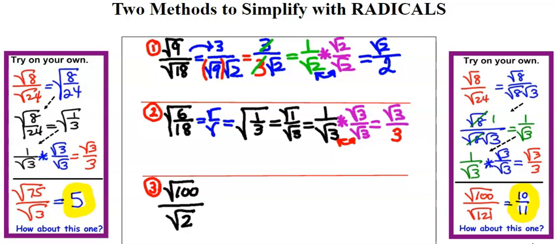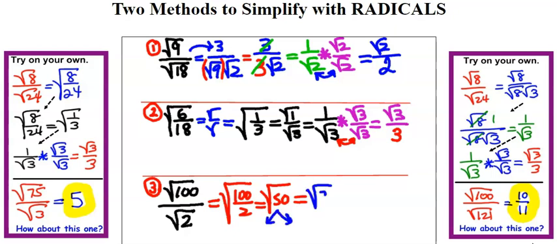The last problem, I think I'm going to put that one together, put it back together. The 100 over the 2 just becomes 50. And I hope by now we notice that radical 50 has a nice square root in it. So we're going to split it into two parts. We're going to have radical 25 times radical 2. Radical 25 is equal to 5. And we end up with 5 radical 2.